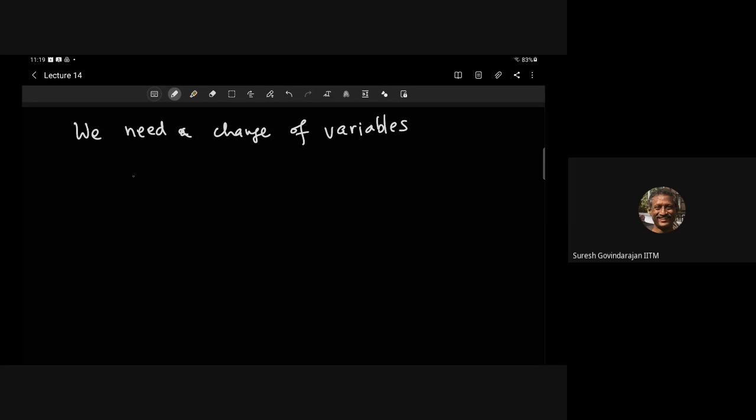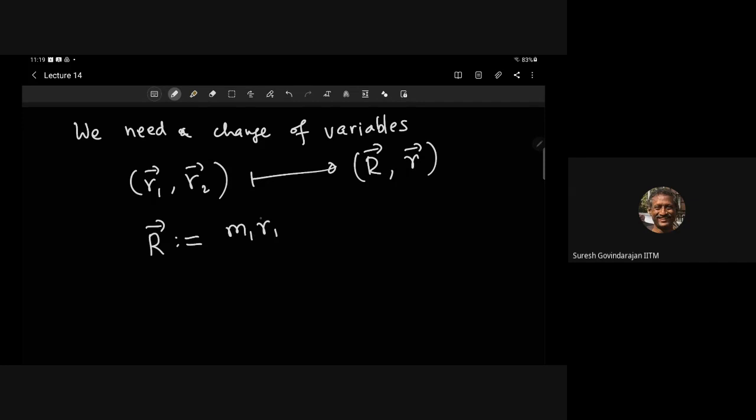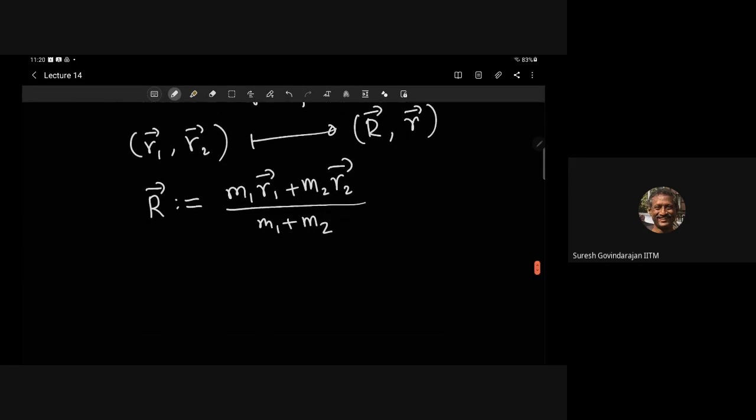So what we will do is go from r1, r2 coordinates to a new set of coordinates, which we'll call capital R and little r. This R will be the center of mass variable. R is defined to be m1 r1 plus m2 r2, and the variable r will be r1 minus r2. So it looks very weird.